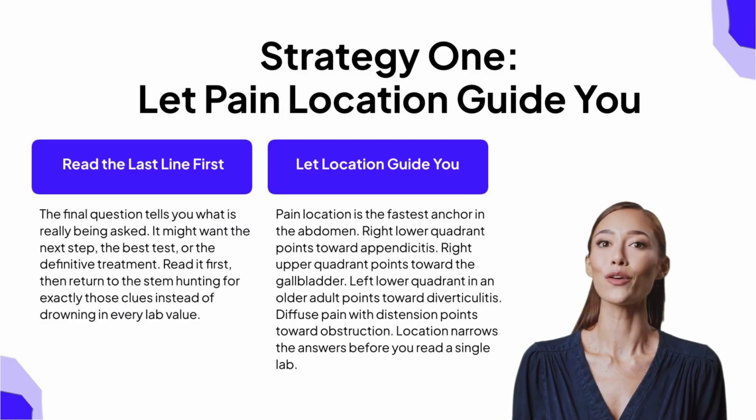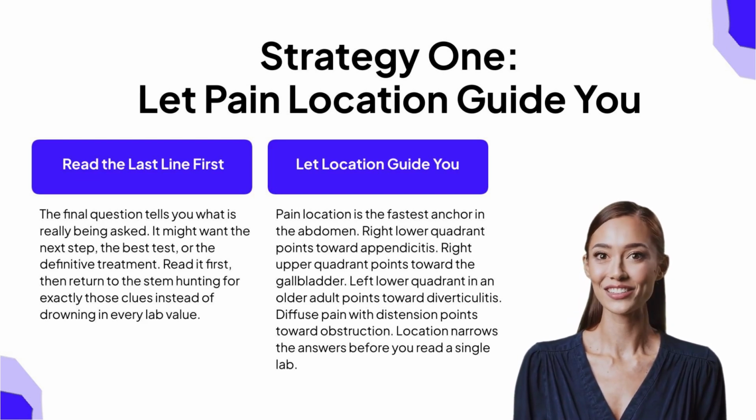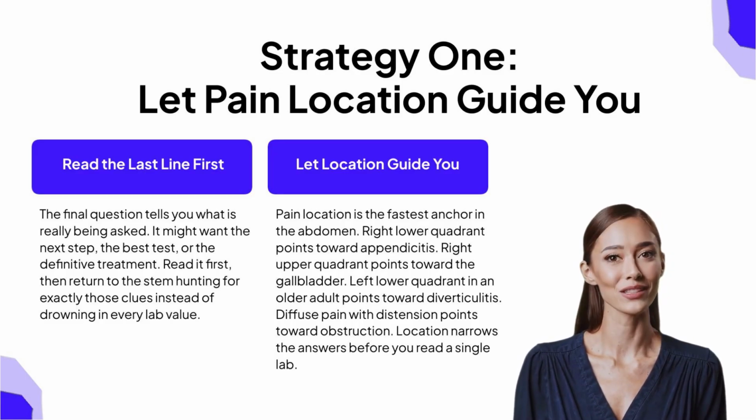Strategy 1 is about orienting yourself fast. Always read the last line of the vignette first. It tells you whether the question wants the next step, the best imaging test, or the definitive treatment, and that changes which details matter. Once you know what is being asked, use pain location as your first anchor.